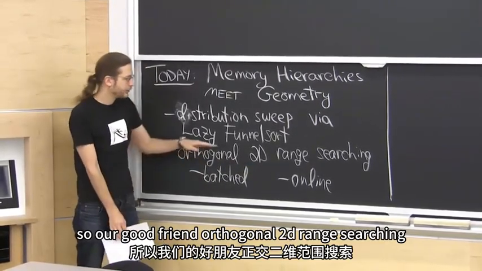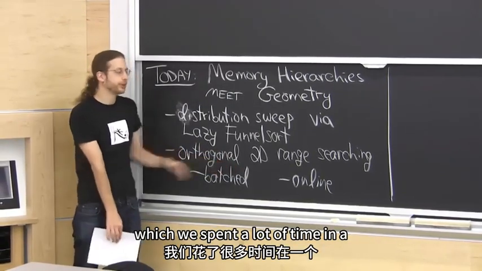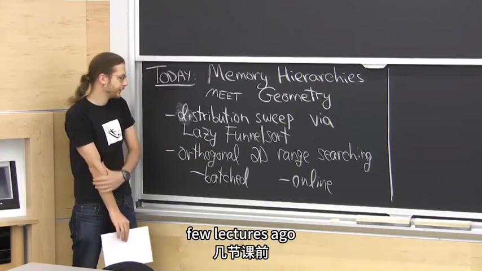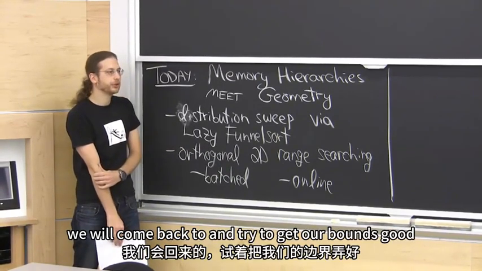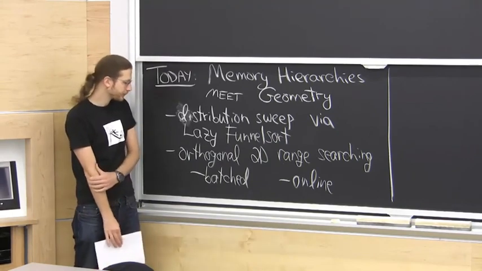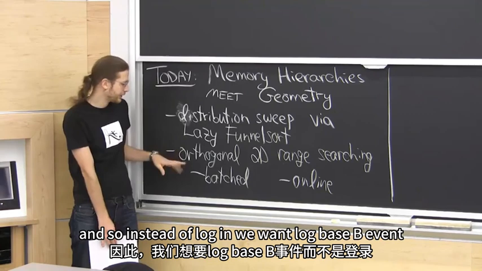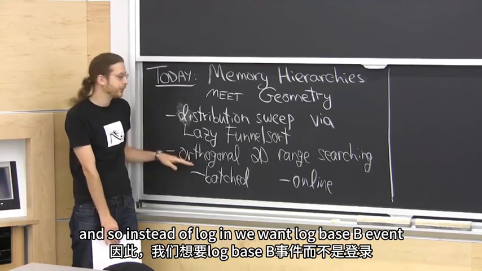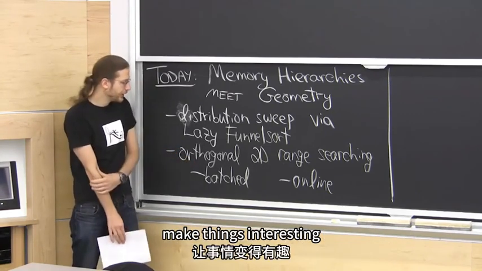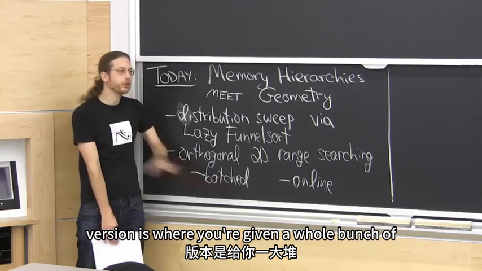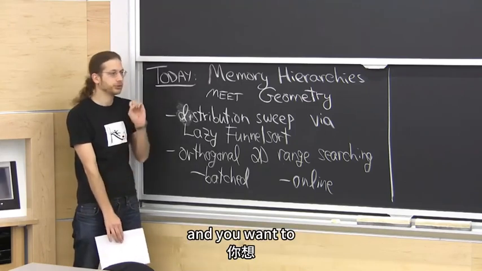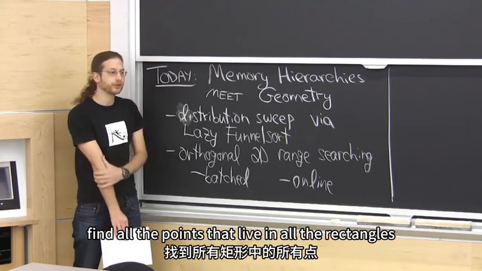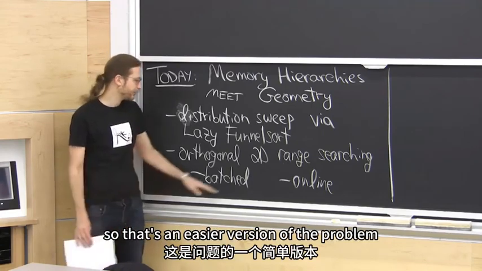So our good friend orthogonal 2D range searching, which we spent a lot of time on a few lectures ago, we will come back to and try to get our bounds good even cache obliviously. And so instead of log n, we want log base b of n, to make things interesting. And the batched version is where you're given a whole bunch of rectangles and a whole bunch of points up front, and you want to find all the points that live in all the rectangles. So that's an easier version of the problem.